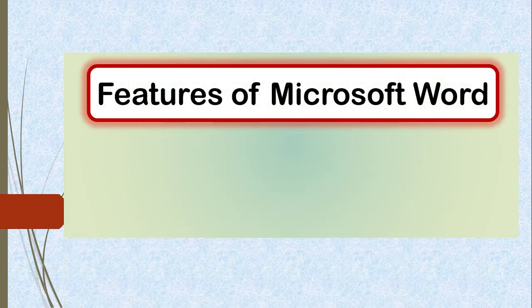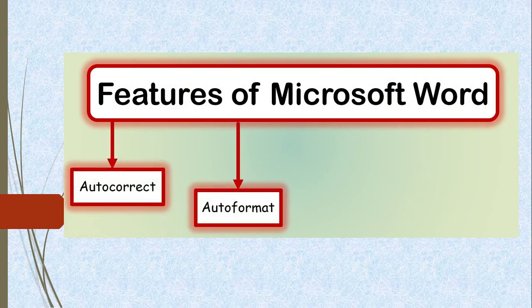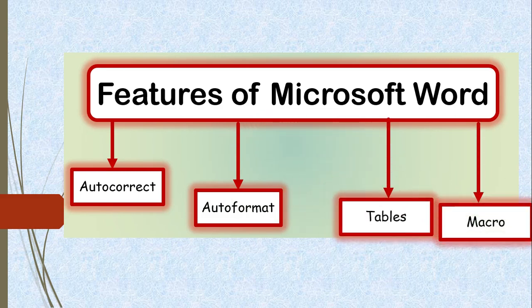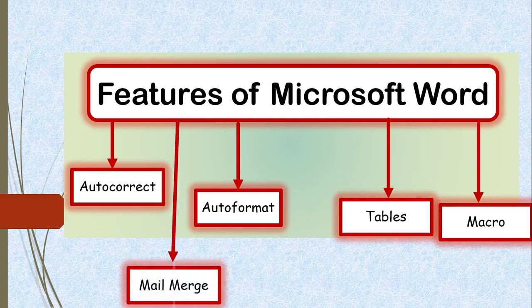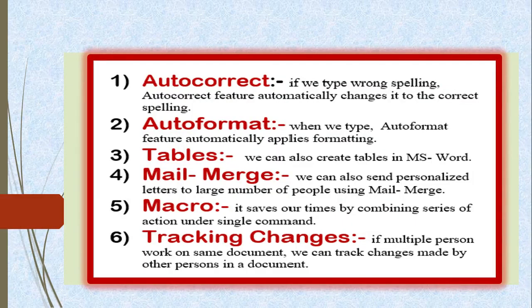Next is the features of Microsoft Word. First feature is autocorrect. Second feature is auto format. Third feature is tables. Next one is macro. Next feature is mail merge. And the last feature is tracking changes. So now we will discuss all these features in detail.